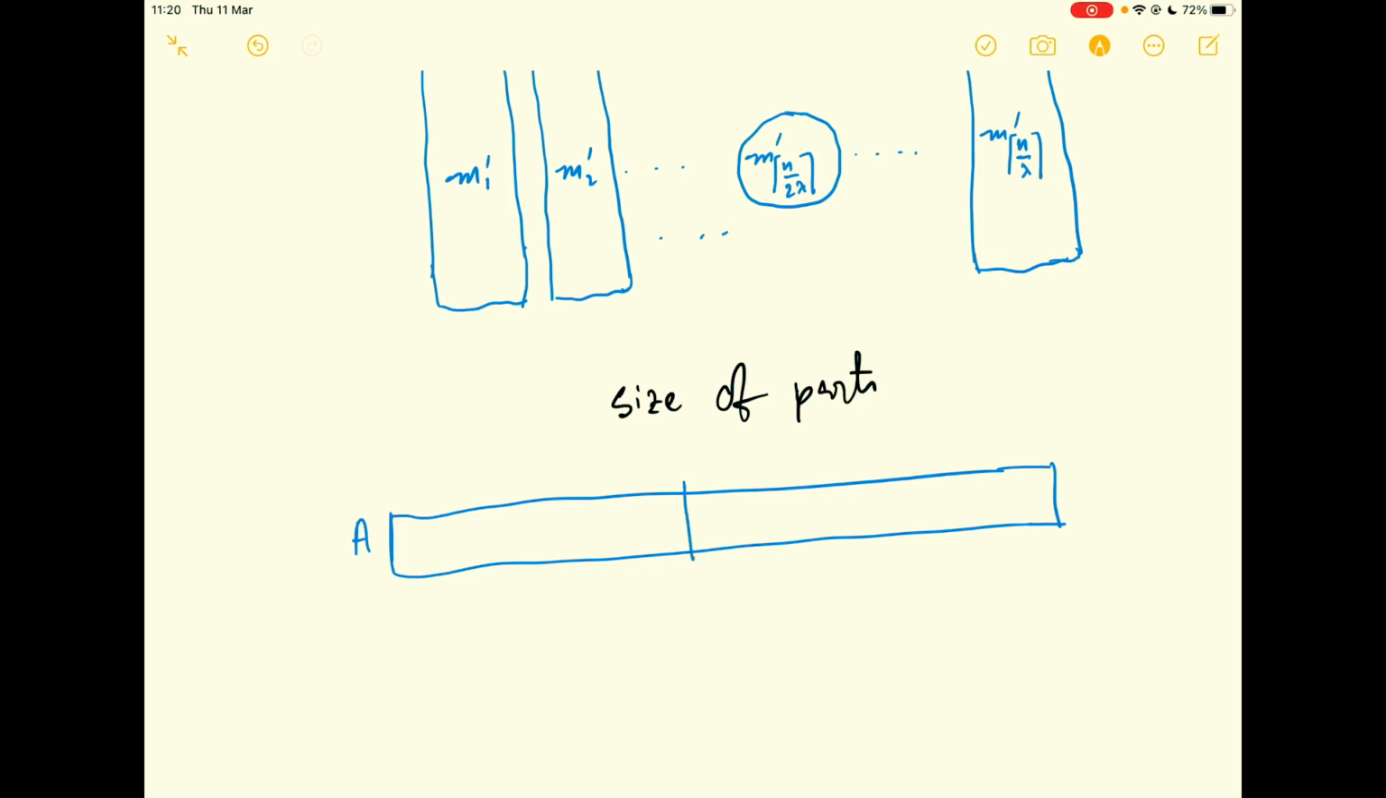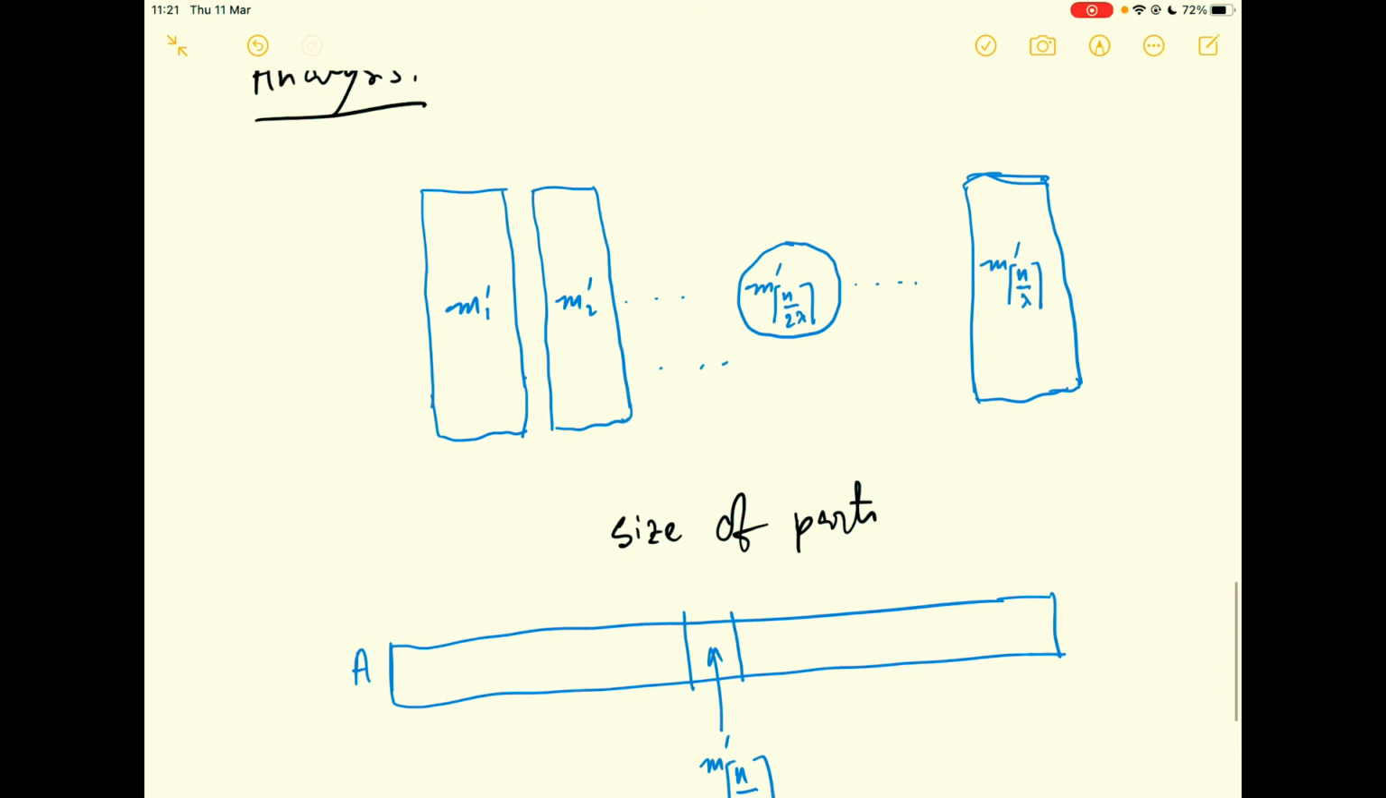So this is my pivot. Here what is stored? M prime n by 2 lambda. Let's see which elements must appear in the left part of the pivot. So which elements are definitely smaller than the pivot element? Definitely all the medians m1 prime, m2 prime till the last one are smaller than the median, than the pivot.